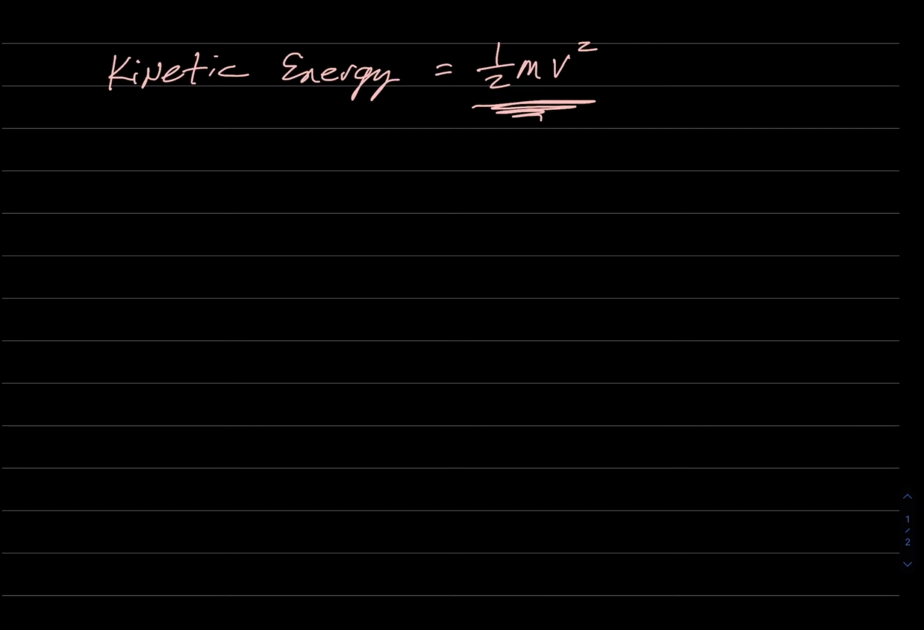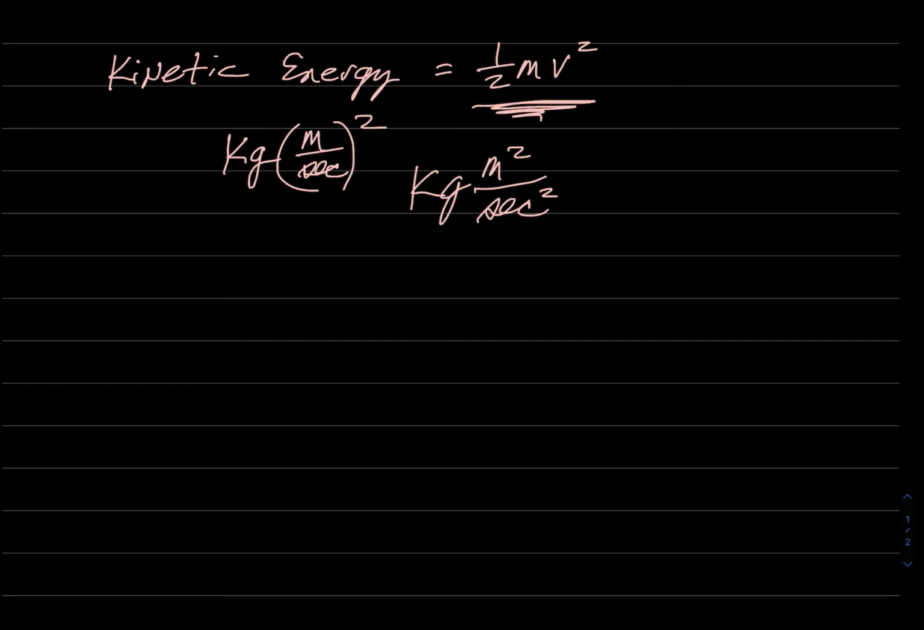It's never negative. The units of kinetic energy, surprisingly, are the units of mass times velocity squared. So that's kilograms times meters per second squared, or kilogram meters squared per second squared. And those are the units of energy. This is the definition of a joule, abbreviated J.